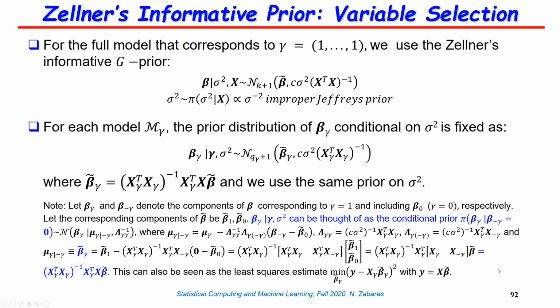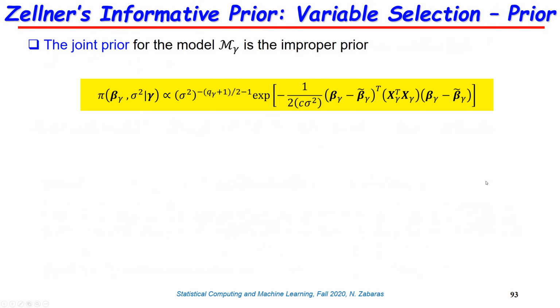I understand that neither of these two approaches may be satisfactory in a rigorous mathematical way, but the key message here is that we are using a global prior model for beta given sigma square, and then we restrict this model either by this least squares approach or this conditional Gaussian approach. That way the prior mean for model gamma is derived directly from this tilde of beta, which is the prior mean for the global model.